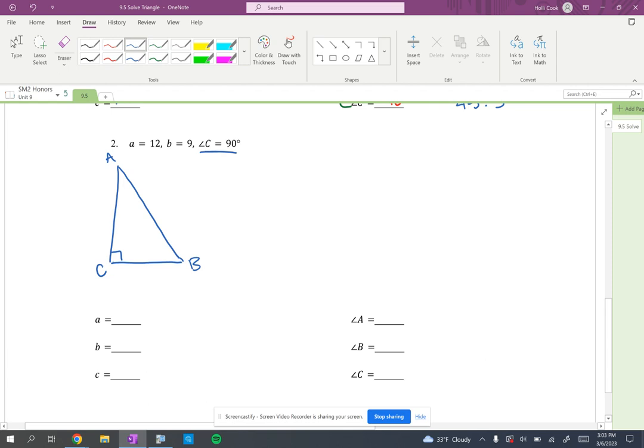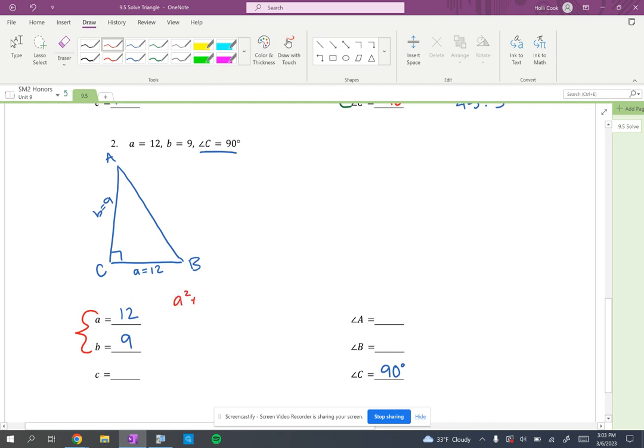Okay, so we have angle C is 90 degrees. Side A is 12, so that's going to be across from angle A. And side B, across from angle B, is 9. Okay, so let's fill in what we have. Side A is 12, B is 9, and C is 90 degrees. All right, so starting out, what I want to start with is my sides because I already have 2 of them. So that means I can do Pythagorean theorem.